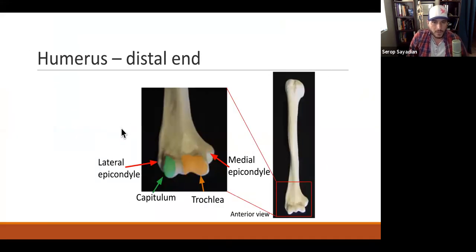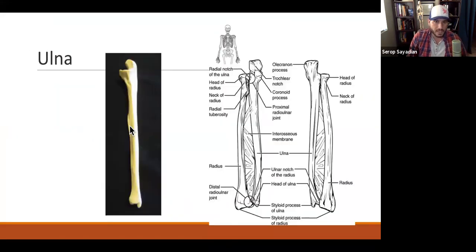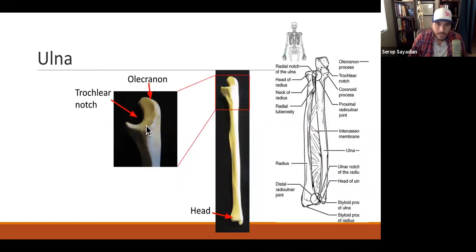The other bone of the forearm is going to be the ulna. The ulna reminds me of a baby dinosaur with his mouth open. You see the dinosaur here with his mouth open. This is the ulna. The ulna is going to have 3 structures you need to know.